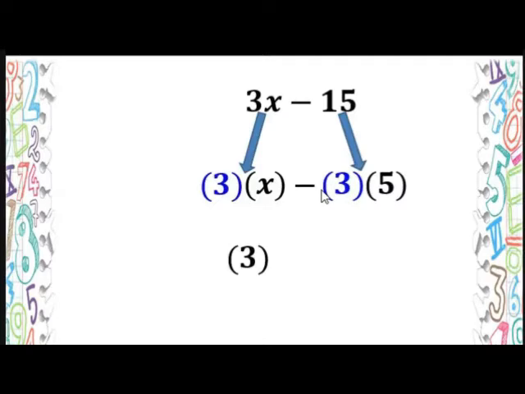Taking out 3, we have now the remaining factor, x minus 5. So from the product, which is 3x minus 15, we arrive at the factors 3 times x minus 5 by taking out the special or the common factor. That is the process of factoring.